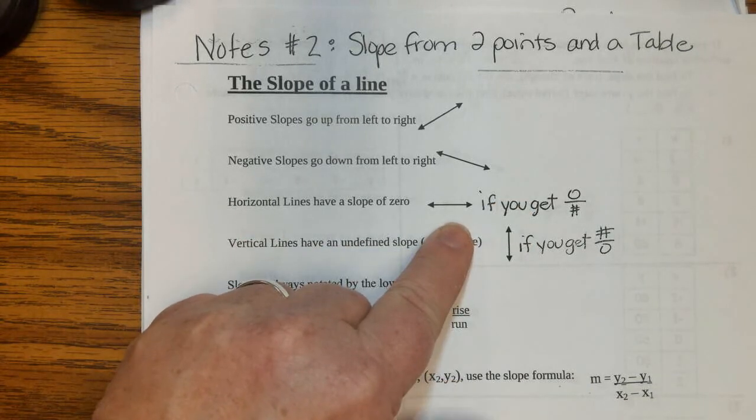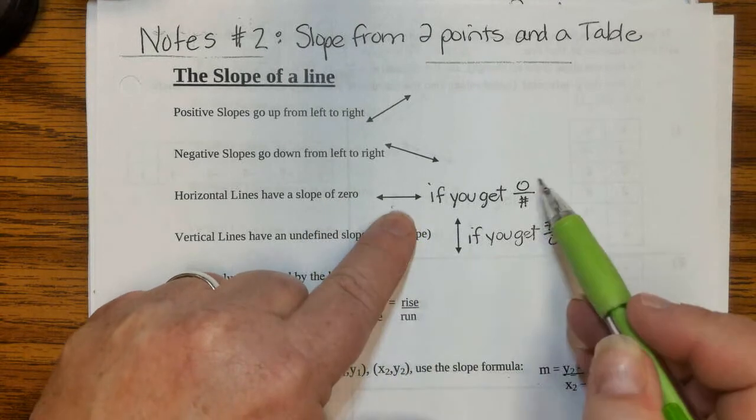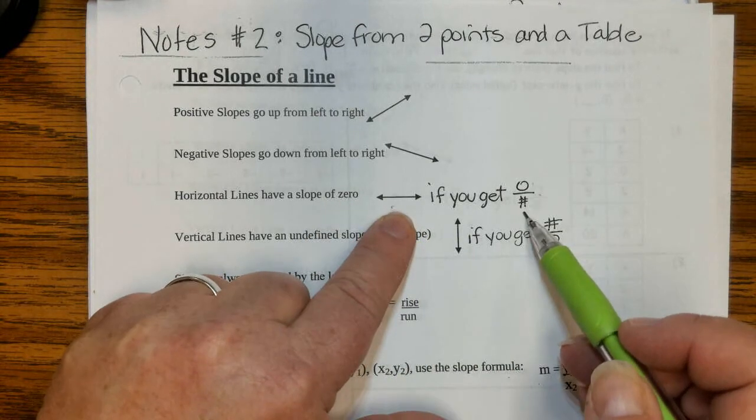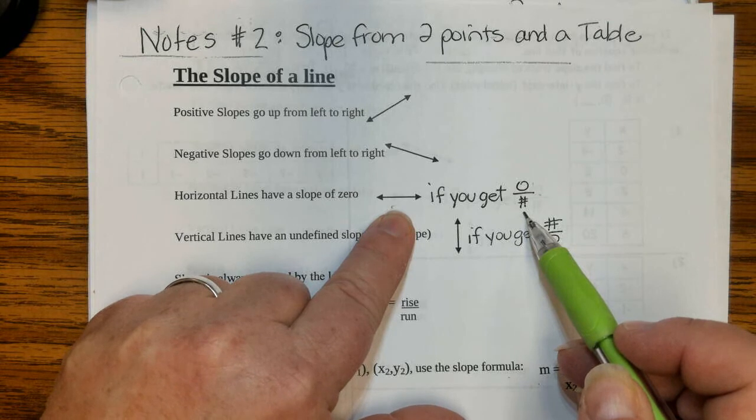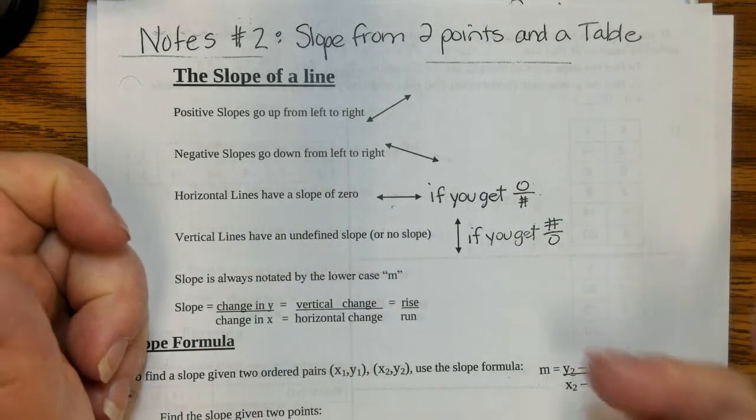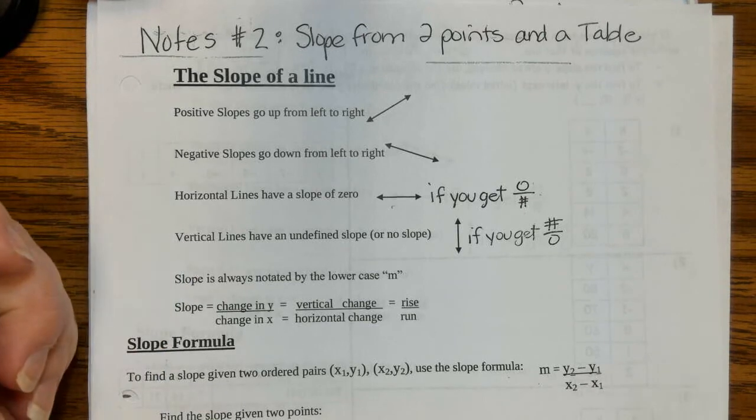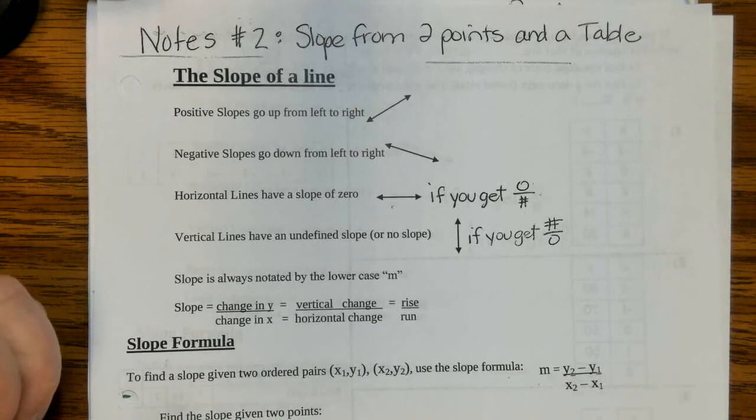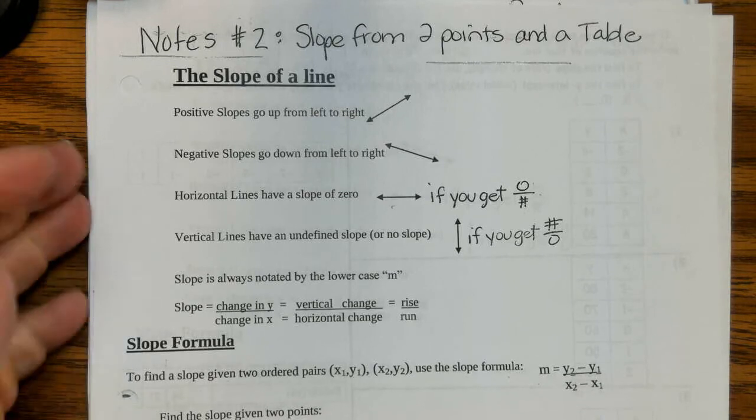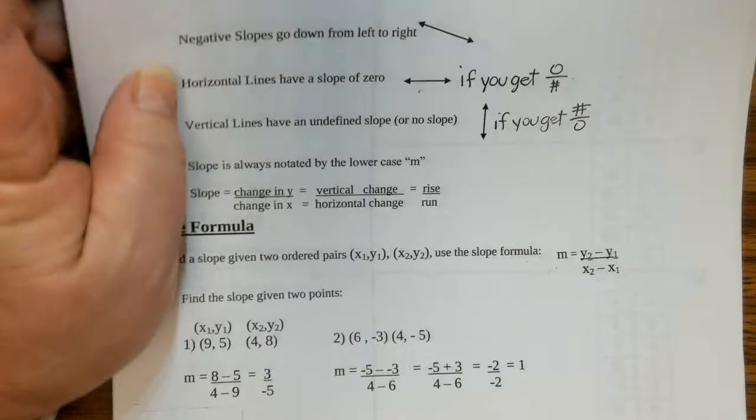Horizontal lines have no slope. That would be a horizontal line. If you get a 0 over a number, it's giving you a horizontal line. So if you have 0 over 34, your slope is 0, not 0 over 34. How do you count 0, rise, and 34, run? I guess you could, but then that means you're counting just horizontally, correct? Make any sense? Vertical lines have undefined or no slope.